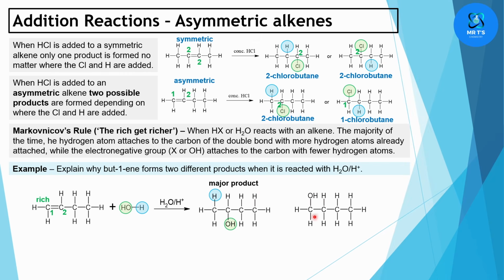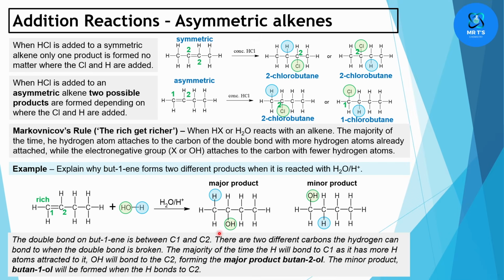And less often, the minority of the time, the hydrogen will bond to carbon 2 and the hydroxide will bond to carbon 1. And this is the minor product. So here we've drawn an equation to show what happens, but our example has asked us to explain why.